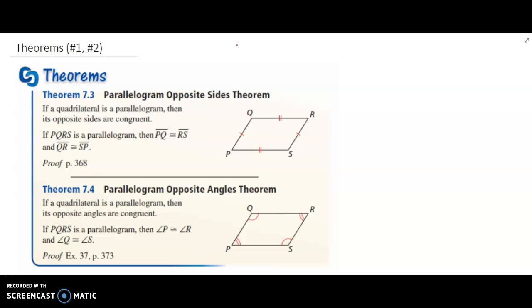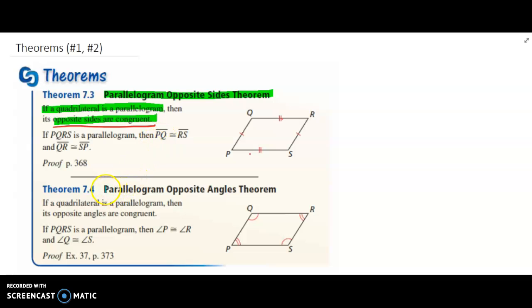All right, so here's the first two theorems. Now there's four total properties. Each of them come in a theorem form, so first two out of four theorems. And this one is the parallelogram opposite sides theorem. And all it tells us is that if a quadrilateral is a parallelogram, then its opposite sides are congruent. Okay, so every single parallelogram, opposite sides will be congruent. They're not only parallel, but they're congruent as well.